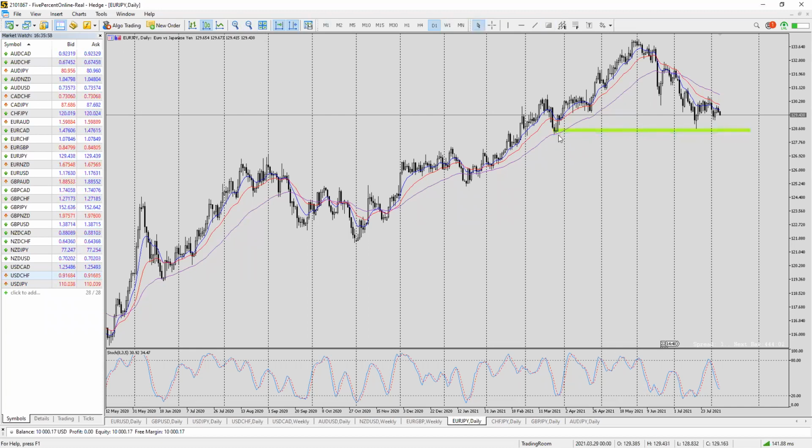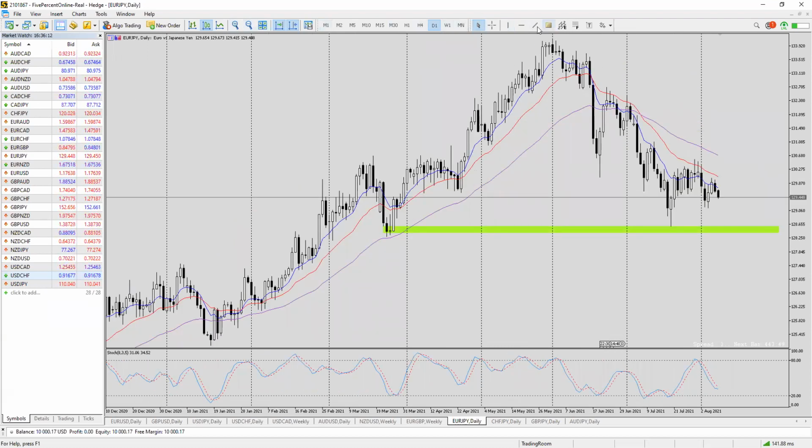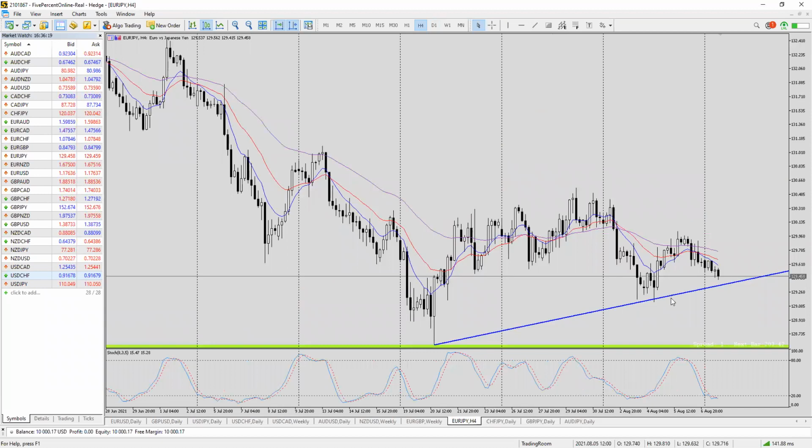So this is the demand zone from around here. You can see it's been tested. Obviously, overall, the trend is down. The overall trend. There might be a temporary support from this trend line. You can draw it on the 4-hour chart, something like that. Okay, so that could be temporary support.